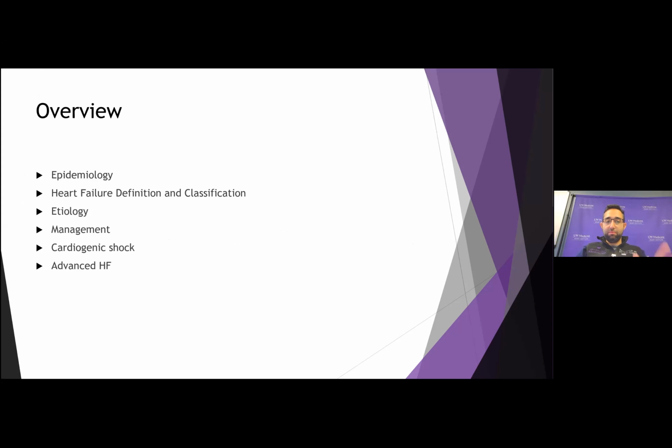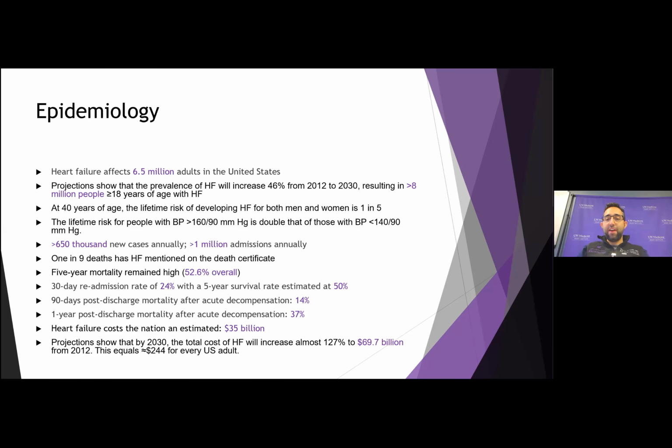The overview: we're going to talk a little bit about epidemiology, heart failure definitions, etiology, management, shock, and advanced heart failure. I can't emphasize enough how important heart failure is for you as internists or even future specialists. These are some of the values to talk about. I'll tell you what's board important as well.